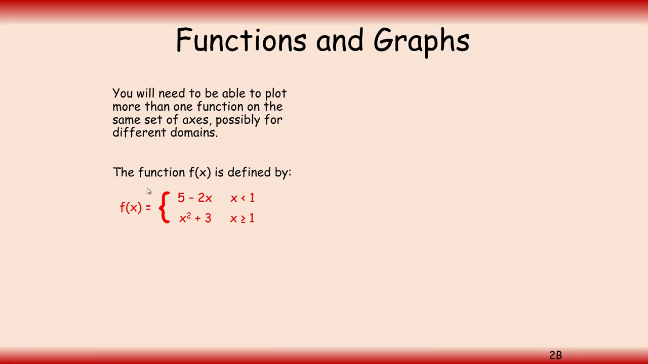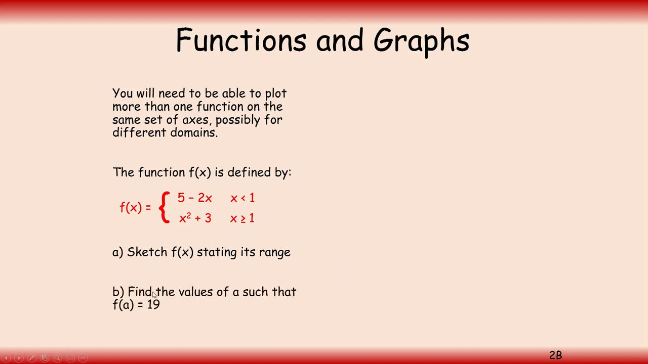We've got our function defined by two equations, 5 minus 2x, where x is less than 1, and x squared plus 3 when x is greater than or equal to 1. So our first step is to sketch the function. So we're going to sketch this function, which is a straight line, for values of x less than 1, and then this function for values of x greater than 1. And then in the second instance, we're going to find values of the function equal to 19. So we equate each of these equations to 19 and then solve.